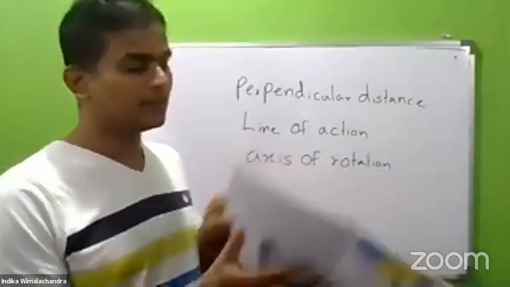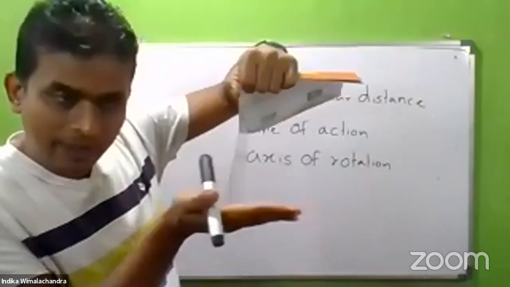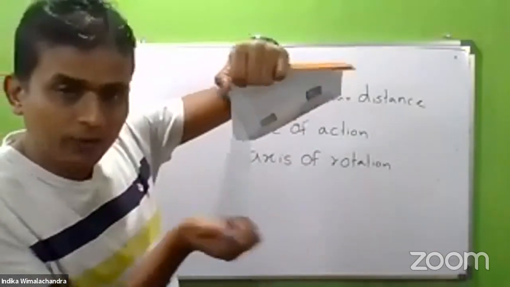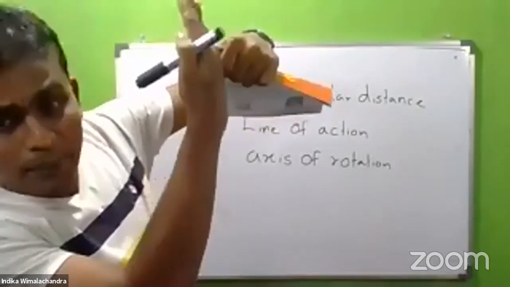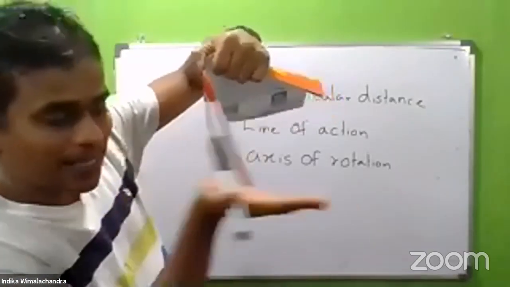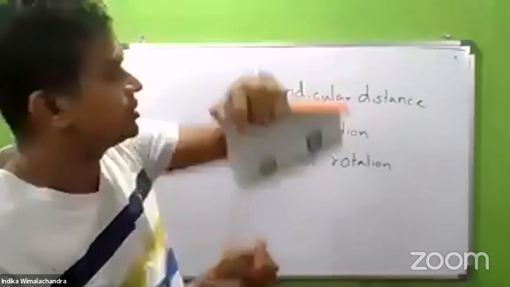Perpendicular distance out. This is the line of action. The line along which you exert the force, we call the line of action. From the axis, it's a perpendicular distance. This is the line of action. For the line of action, you measure the perpendicular distance.